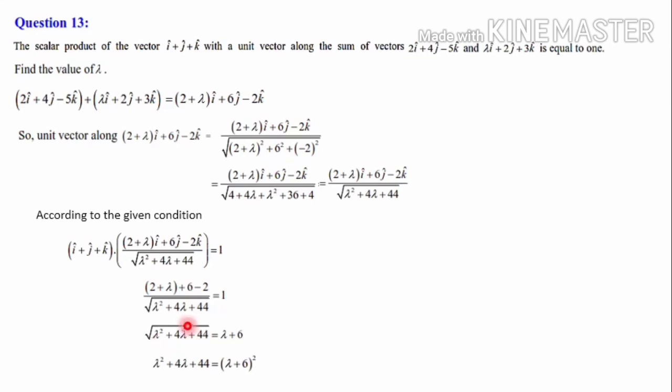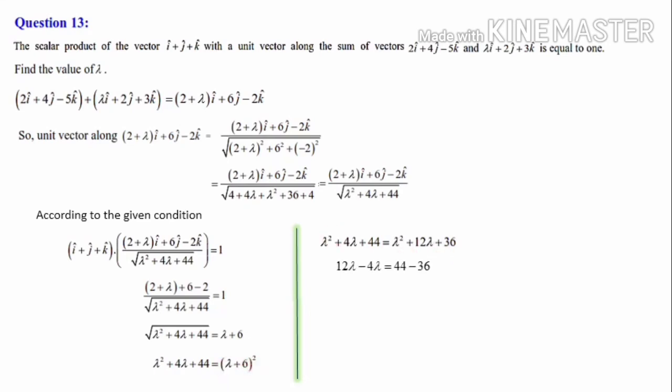Just square it to remove the square root. Lambda square plus 4 lambda plus 44 is equal to lambda plus 6 the whole square. That is, left side is same, right side we can expand by using the (a plus b) the whole square expansion: lambda square plus 2ab, that is 6 into 2, 12 into lambda, that is 12 lambda, plus 6 square, that is equal to 36.